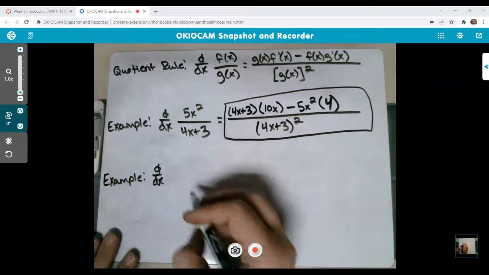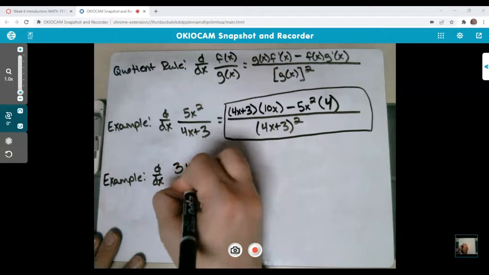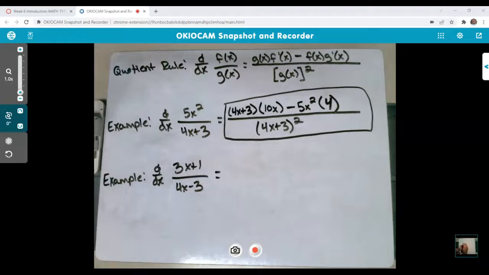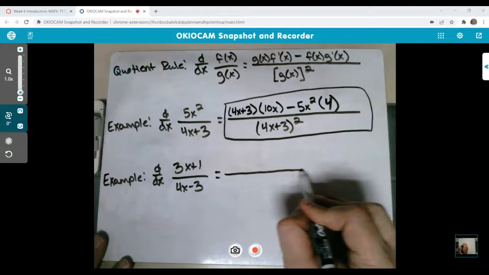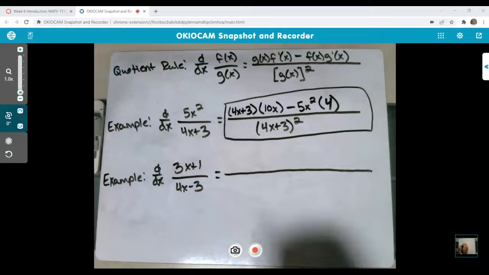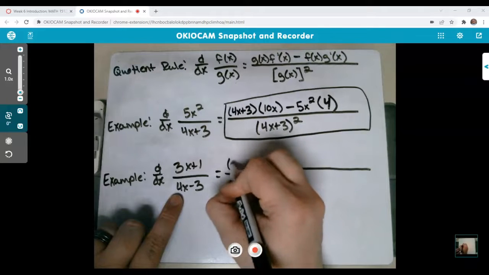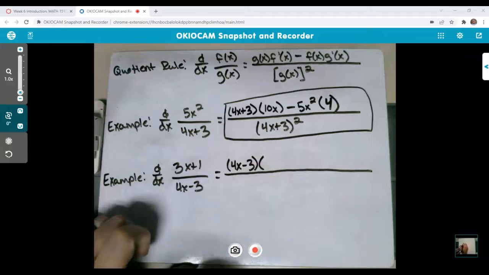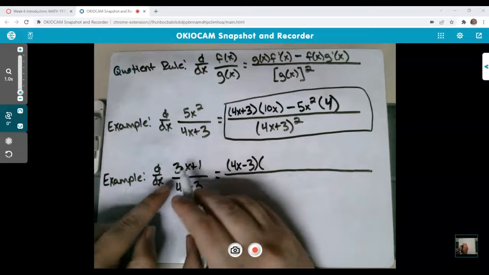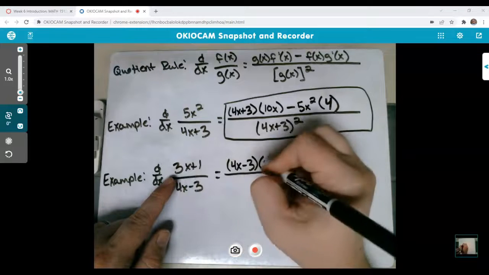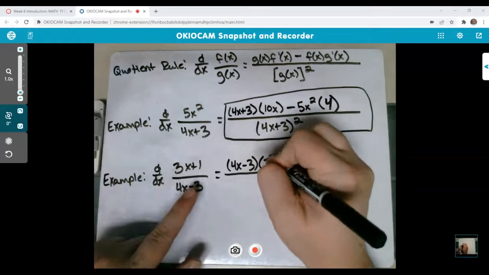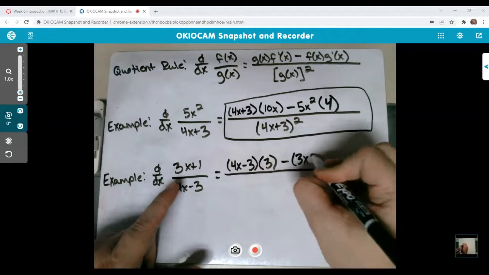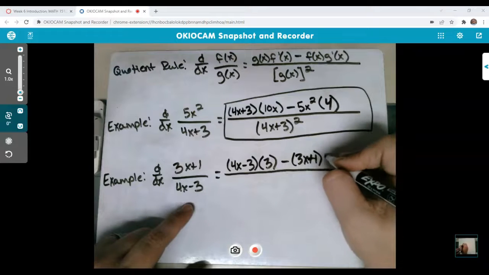Let's find the derivative of 3x plus 1 over 4x minus 3. So again, I know I'm going to use the quotient rule because it's a quotient. So we start with low d high, so leave the denominator, times the derivative of the numerator. The derivative of 3x is 3. The derivative of 1 is 0. Minus high d low. So leave the numerator times the derivative of the denominator.